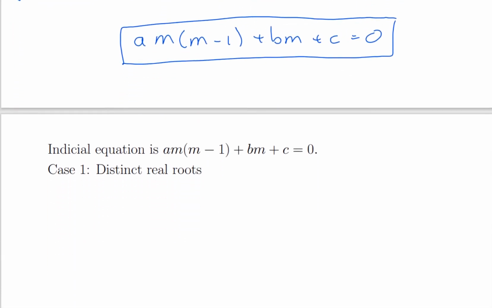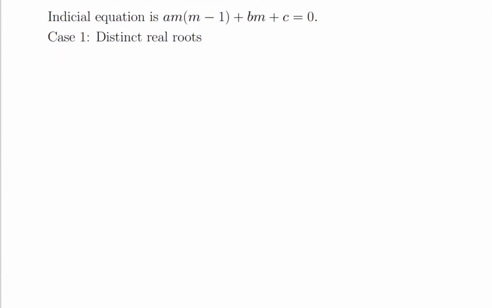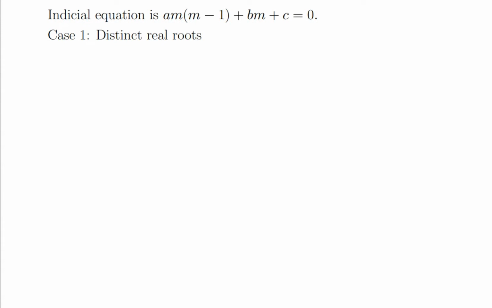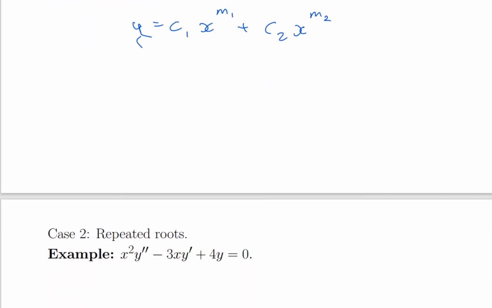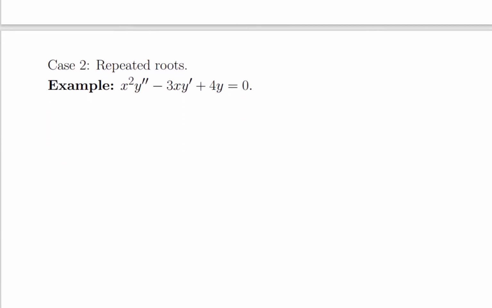So we have to solve this equation and see what happens. It's the indicial equation. Now it's a quadratic, so there's some different cases to consider. Let's call the roots m1 and m2. Then I know from the general theory that the general solution is going to be y equals c1 x to the m1 plus c2 x to the m2. And that holds when I have distinct roots, namely m1 not equal to m2. So that's the easy case. What happens with the repeated root case? So I'll just do this through an example.